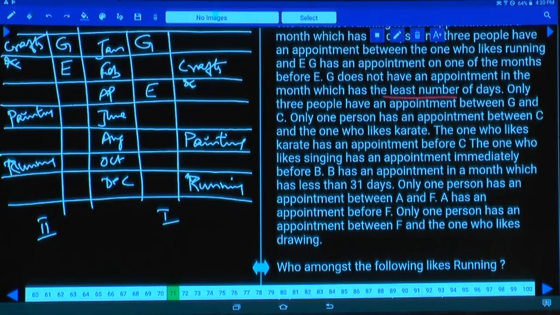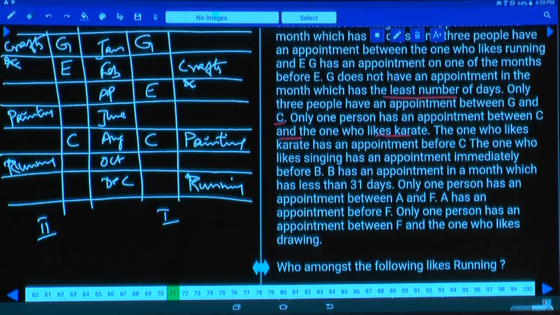Only 3 people have an appointment between G and C. Between G and C, there must be exactly 3 people. And in case 2 also, G and C must be in the month of Jan and August. Only 1 person has an appointment between C and the one who likes karate.